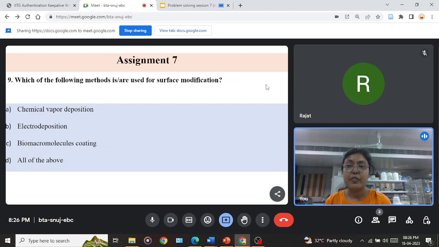So which of the following methods is or are used for surface modification? How can we modify a surface? So can we go for chemical vapor deposition? Can we go for electrodeposition? Or can we go for biomacromolecules coating? Or all of these above methods are ultimately used for surface modification?